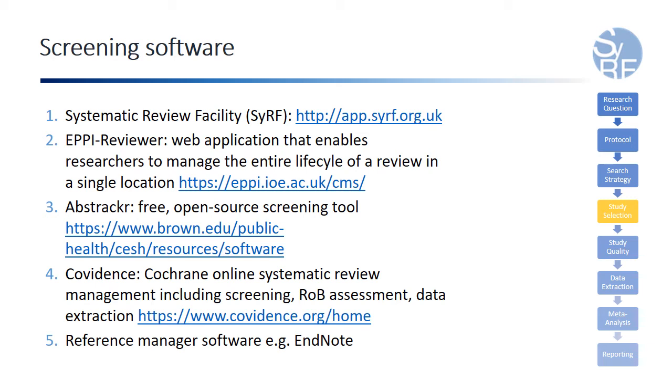Covidence, which is the Cochrane version, is an online systematic review management tool, including screening, risk of bias assessment and data extraction. And others have used reference manager software, for example EndNote, for the screening stage of their review.